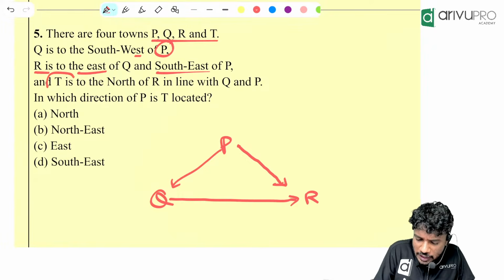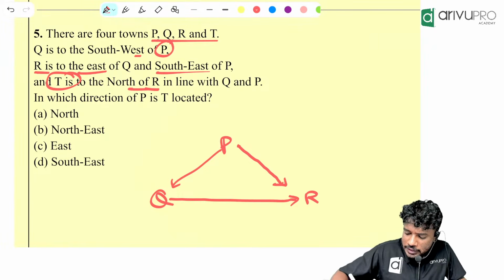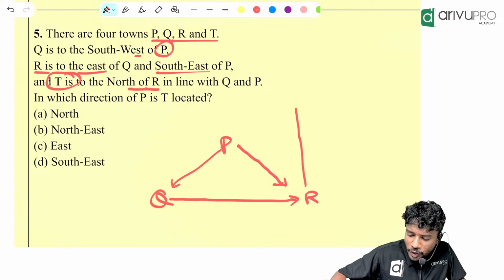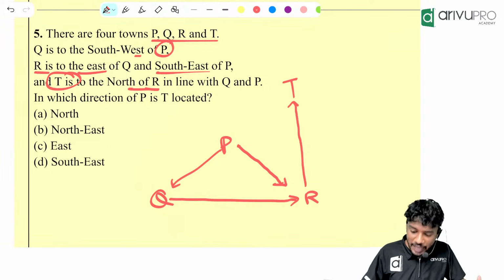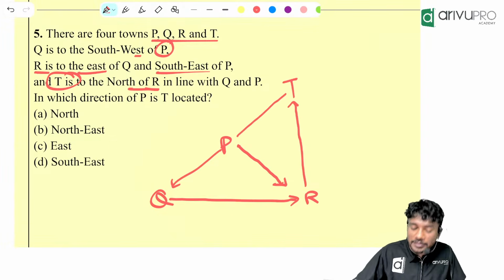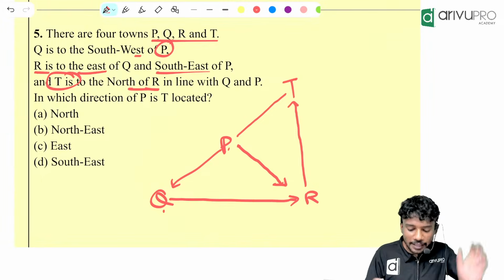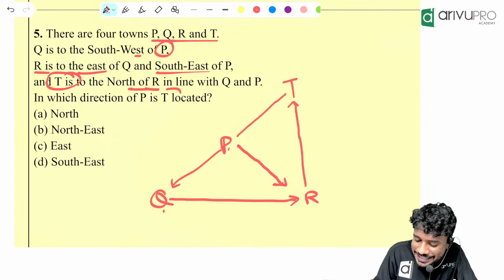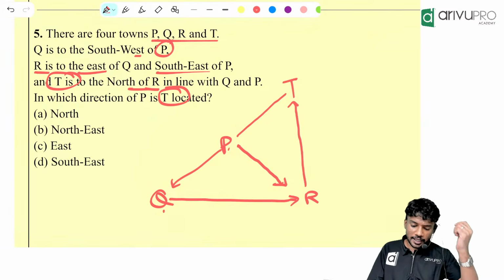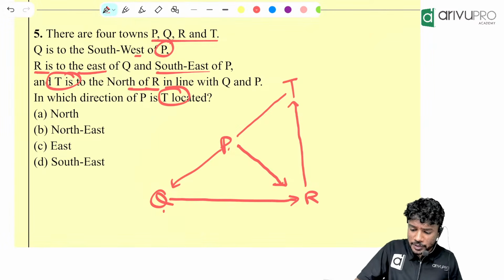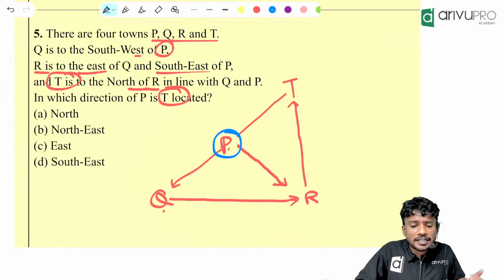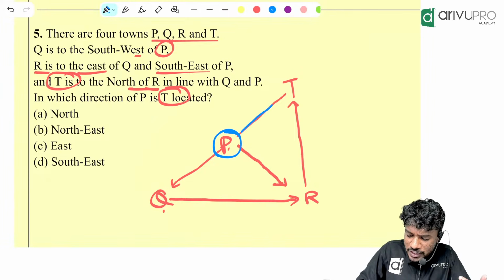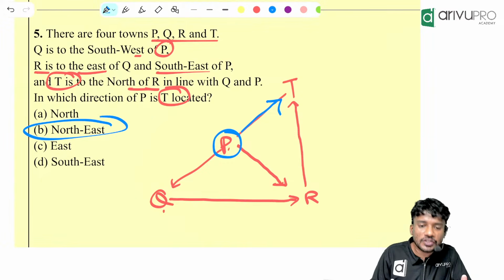Then, T is to the north of R. T is to the what of R? North of R. And in line with QP. That means they are all in line. P and T are in line. Then, in which direction of P is T located is the question. With respect to P, T is located in which direction? Northeast direction.